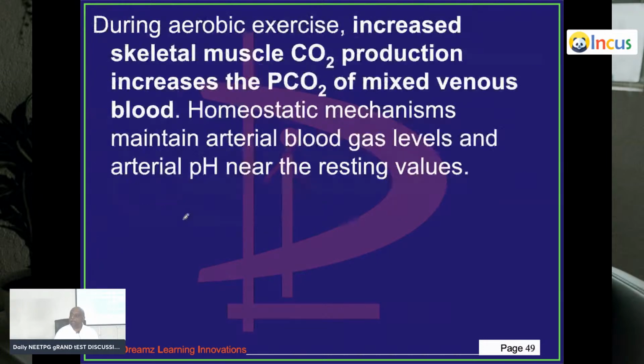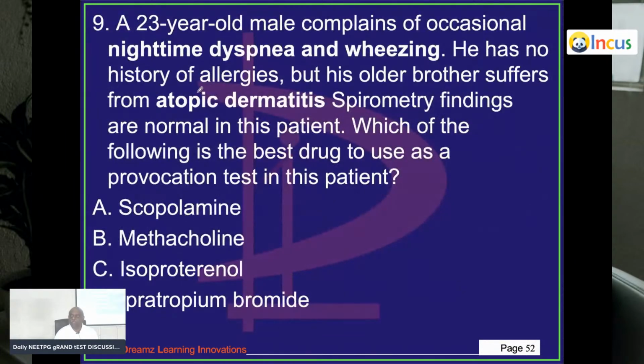A 23-year-old male runs 5 miles. What do you expect to increase at the peak of his exercise? Carbon dioxide content in the mixed venous blood. A 23-year-old complains of occasional dyspnea and wheezing. He has no history of allergy, atopic dermatitis is there, and spirometry findings are normal. Which is the best drug to use for provocation? Methacholine can be used for provocation.